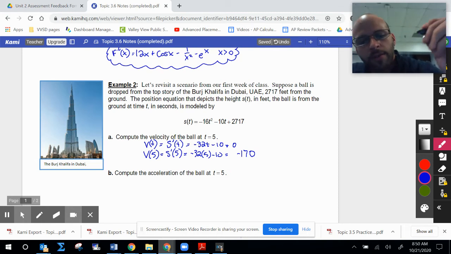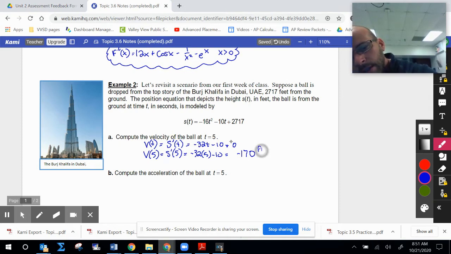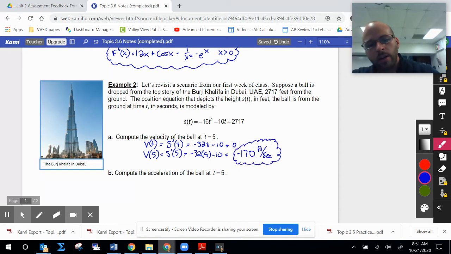And if you notice, velocity is going to be a change in distance. So the unit for distance in this problem is going to be feet over the unit of time, in this case, seconds. So whenever we have an application problem, we always want to try to put units on our answer. So the velocity at 5 seconds is going to be a negative 170 feet per second.